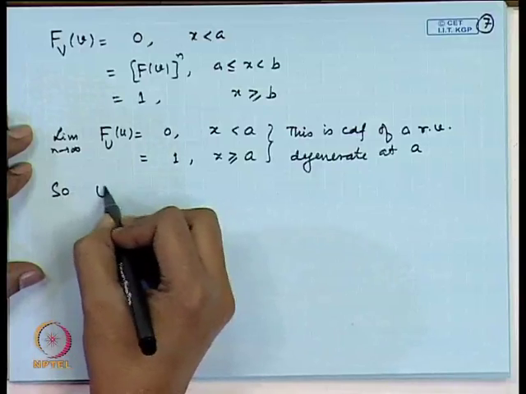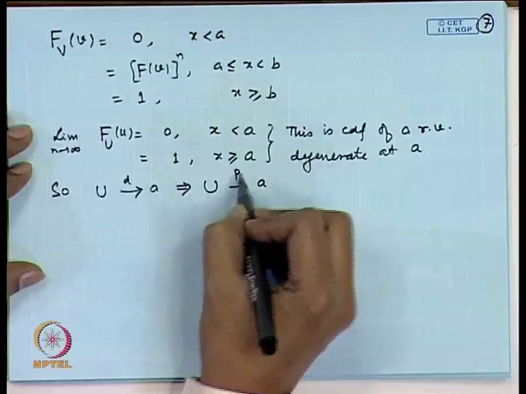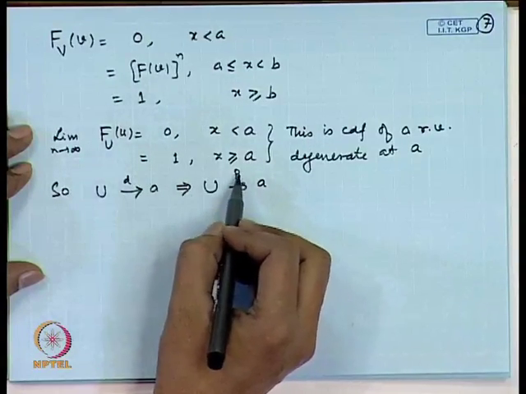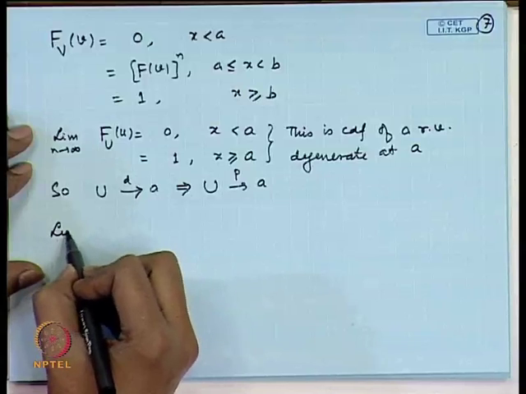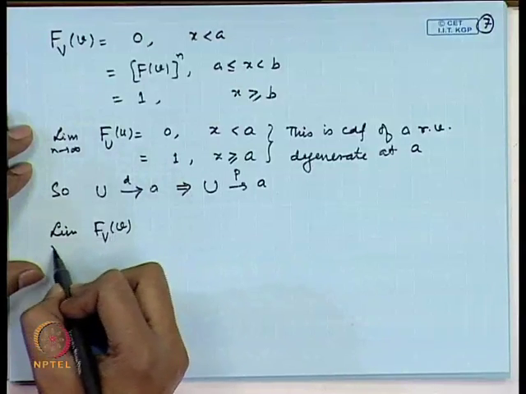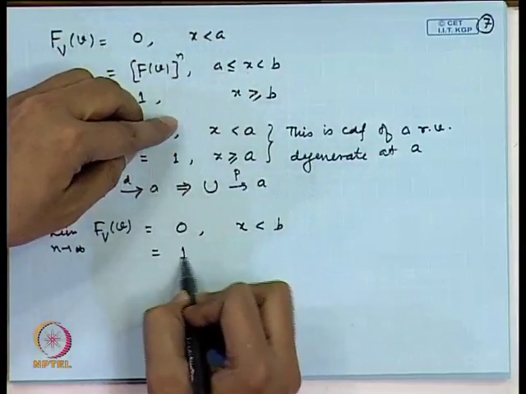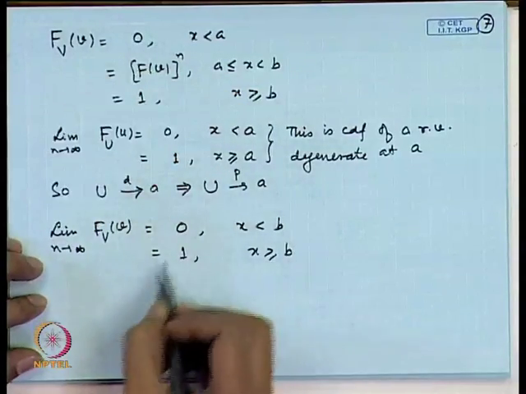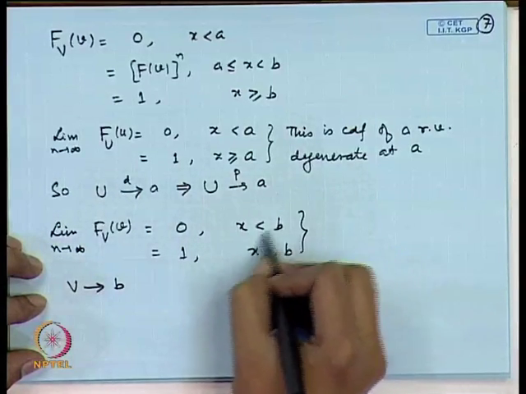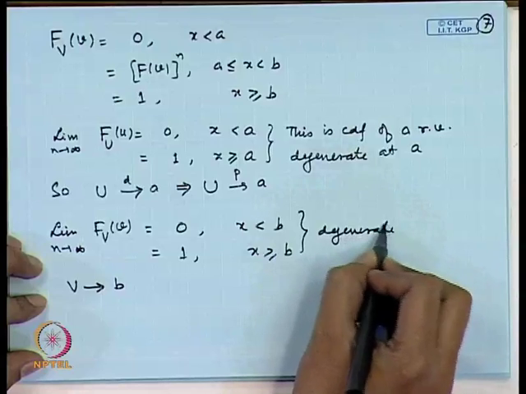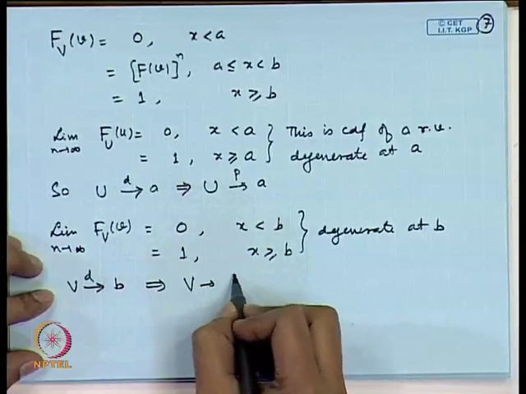So, we can conclude that U converges to A in distribution and therefore, U converges to A in probability, because convergence in distribution and probability are equivalent if the right hand side is a constant. Similarly, if I consider the limit of F_V as n tends to infinity, then this is also 0 for x less than b and it is equal to 1 for x greater than or equal to b. So, once again V is converging to b, this random variable is degenerate at b. So, V tends to b in distribution, or V tends to b in probability.